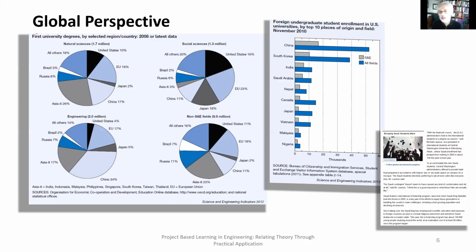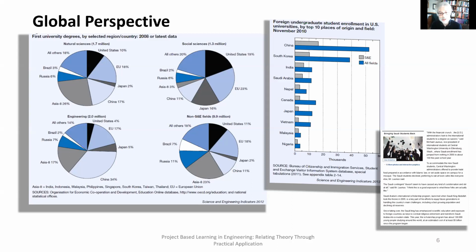I want to compare those because there are some interesting things happening that, I think, indicate why we have problems with engineering recruitment. First of all, in social sciences, this is where we do really well. There's 19%, which is pretty close to what the EU or other countries have. China is not doing so well there, with 11% of graduates in social sciences. Then you go to non-science and engineering, and the slice gets smaller. Asia 8 becomes much larger.